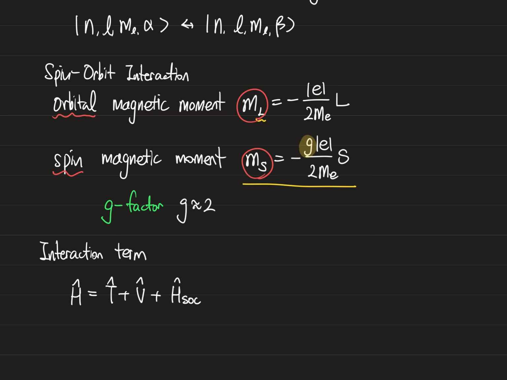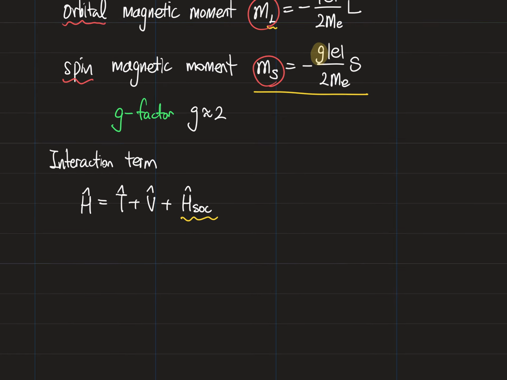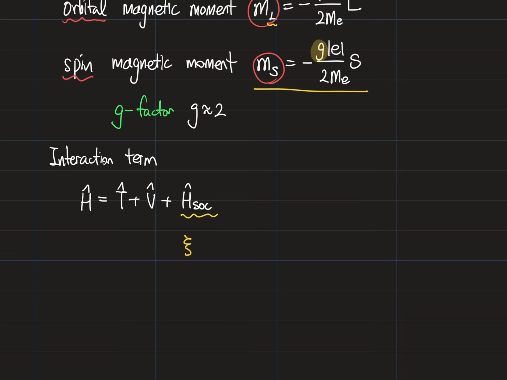This spin-orbit coupling term looks like a constant times the orbital angular momentum inner product with the spin angular momentum. This term represents the energy cost of the electron's spin aligning with or opposing its own orbital magnetic field. Fortunately, this effect is quite small, so we can use perturbation theory to solve it without starting from scratch. Okay?